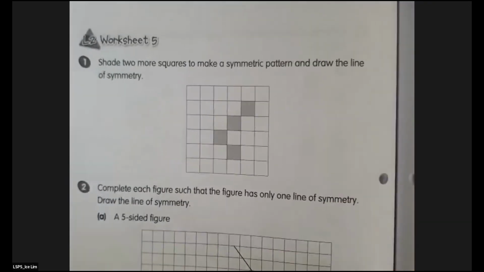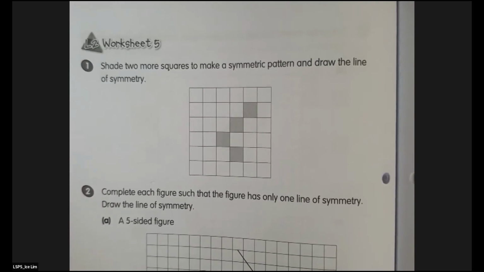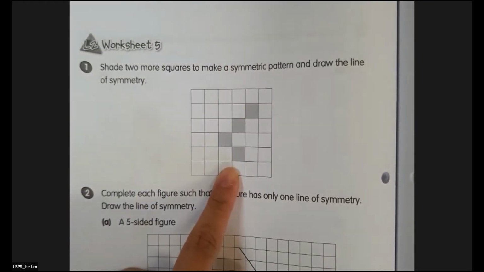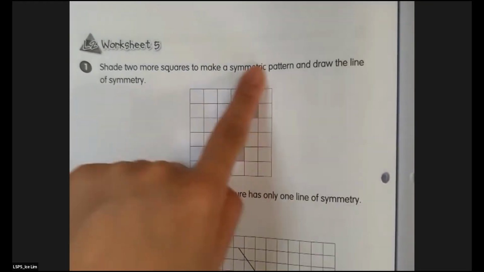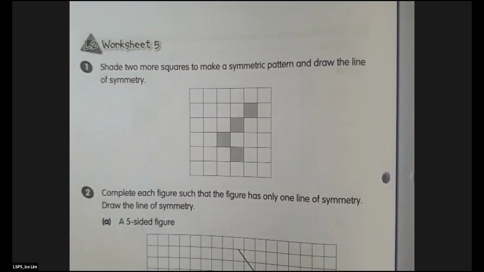Okay, so I'm back here. Now, this is quite challenging, this one, because this learning objective here is completing a figure or a pattern that is not quite a pattern yet. And then you want to make it symmetric. Problem is, there's no line of symmetry drawn.